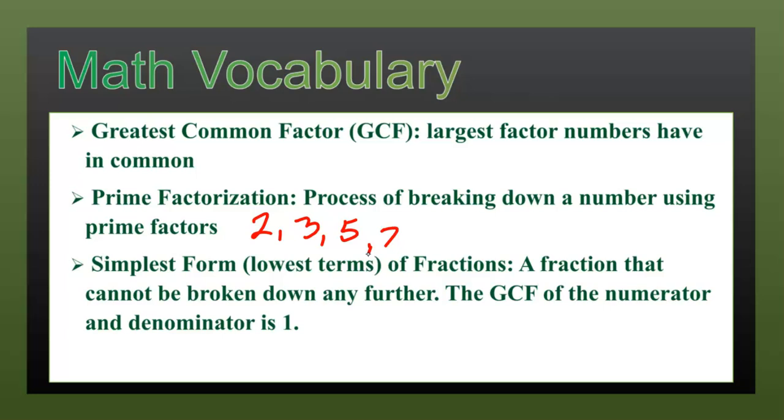And then the simplest form is just another way of saying putting a fraction in lowest terms. So a fraction that cannot be broken down any further would be considered lowest terms. And the greatest common factor of the numerator and the denominator is going to be 1. They have nothing else in common to break it down any further.